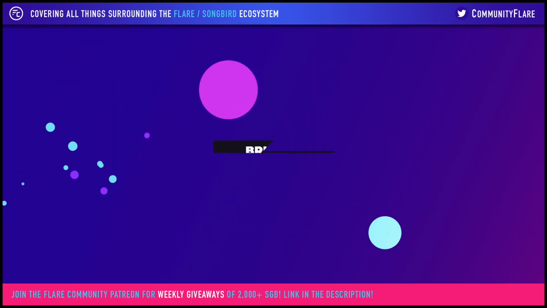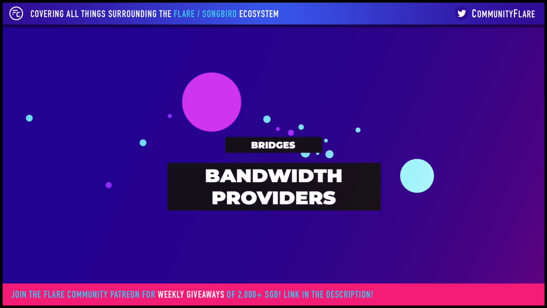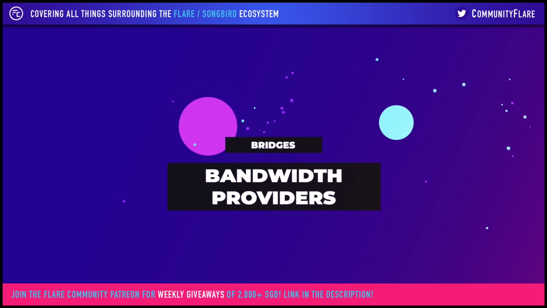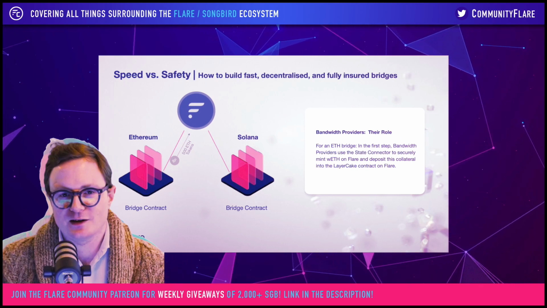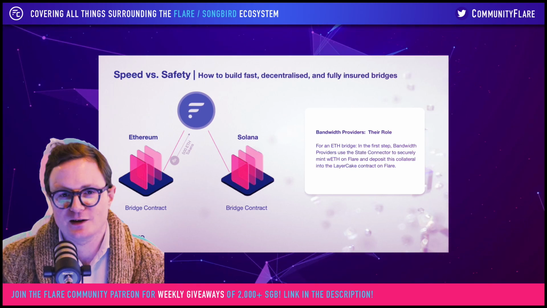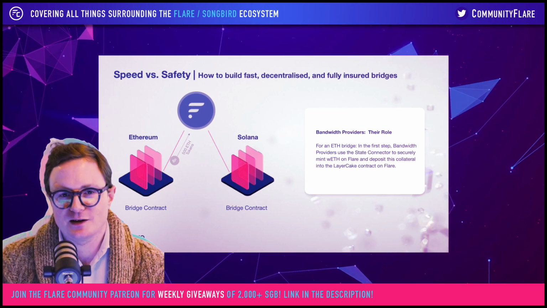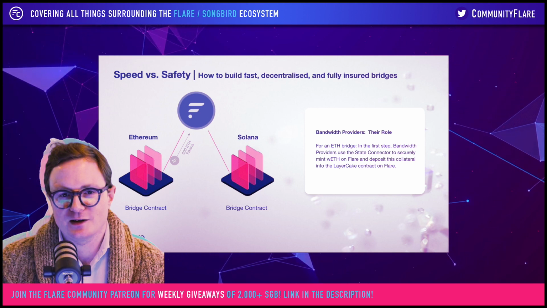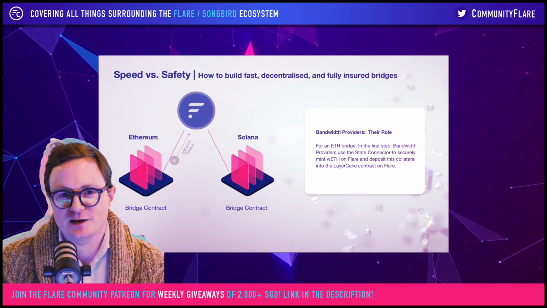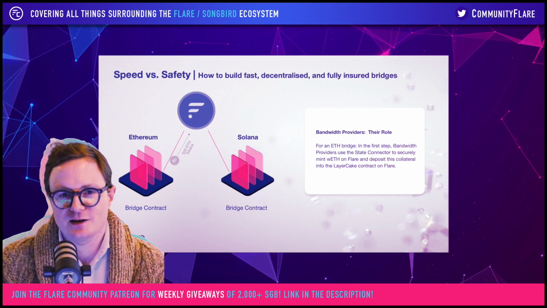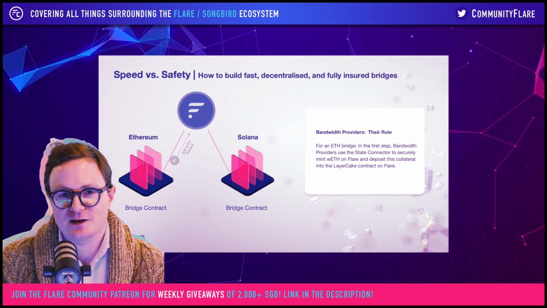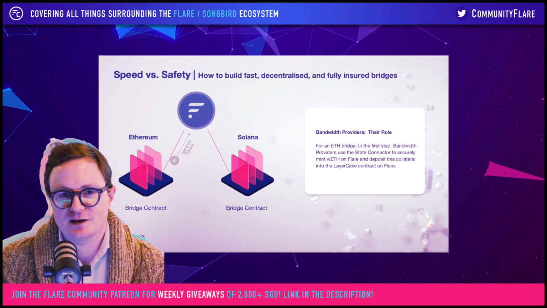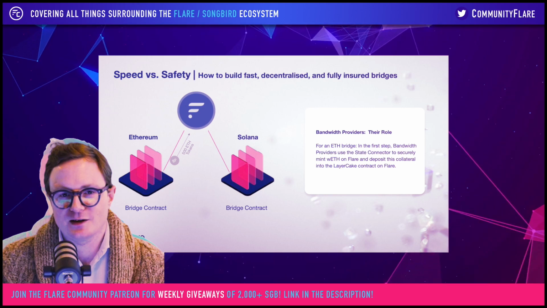And so this brings us on to the role of bandwidth providers in the layer cake system. So let's take the example of a bridge from Ethereum to Solana. Bandwidth providers are the entities that operate the layer cake bridge. You don't have any trust in them. There's no reliance on them, and they're not holding your money. They just enable the bridge to speed up.